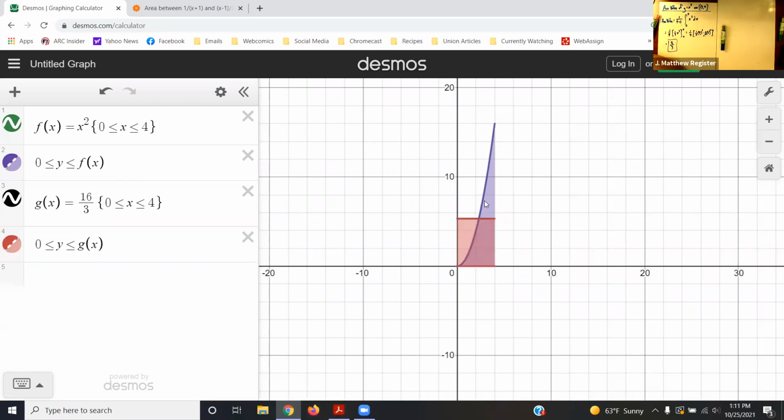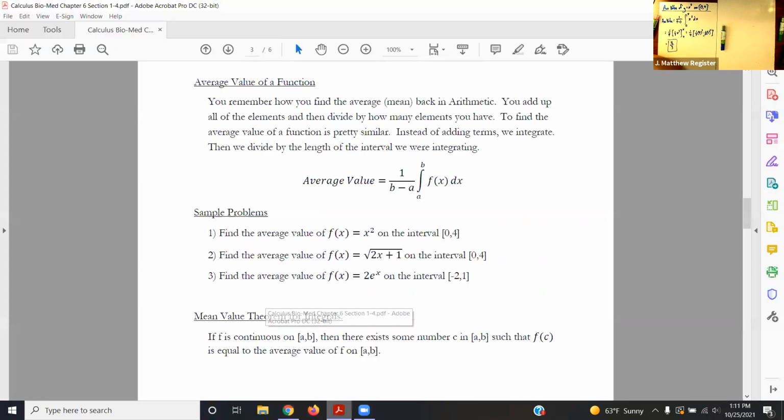So the area in purple and the area in red are the exact same area, which tells us that this height is the average value. Average value is basically saying if it's all water and it were to level out, what would that level be? And that level is 16/3. And that's the average value. It's a very, very easy thing to calculate.